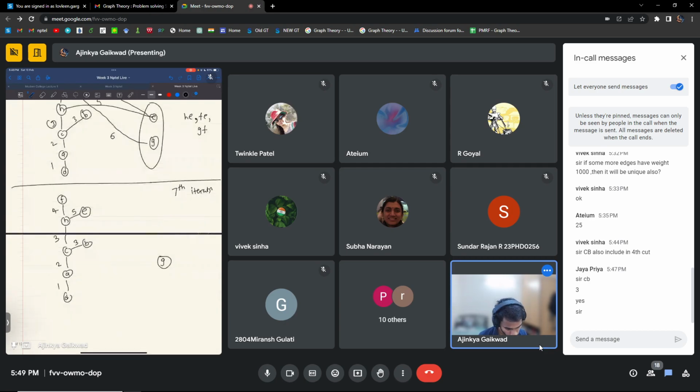Okay. So what are the edges which are going across? GE and GF. GE has weight 6 and GF also has weight 6. So no problem. Now you can pick any edge. So I will just write it here. I'll take, let's say, GF.